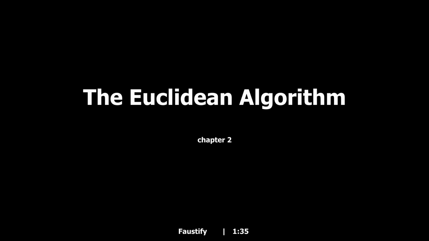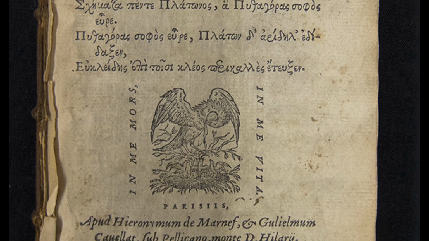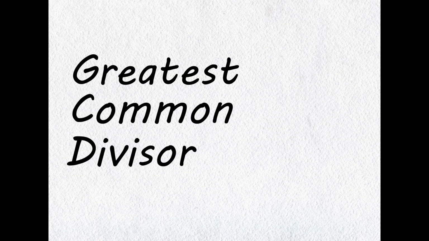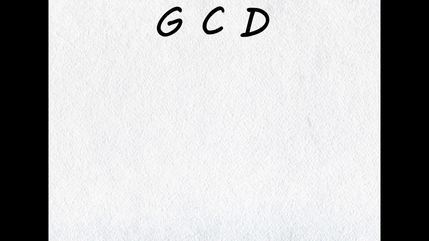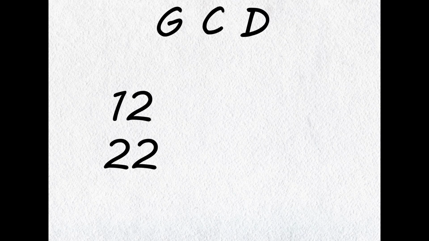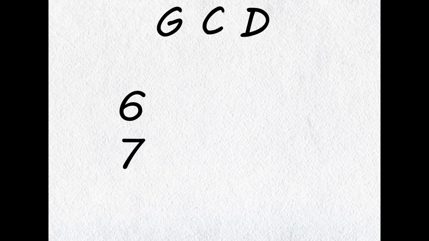The Euclidean algorithm is a 2000-year-old algorithm for finding the greatest common divisor between two numbers. This is the largest number that divides both numbers without any remainder. For example, the greatest common divisor between 12 and 22 is 2, and of 6 and 7 is 1. The algorithm is really simple to do.